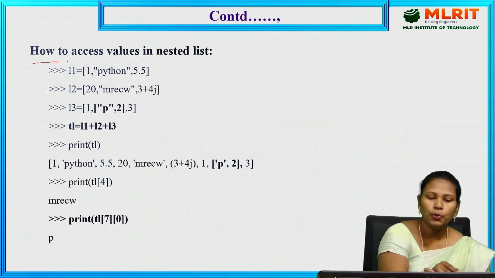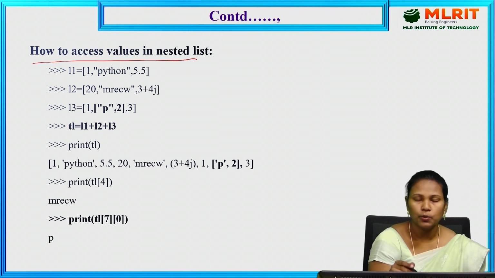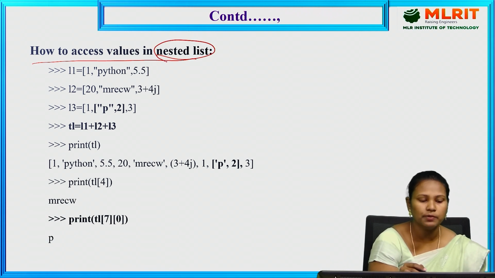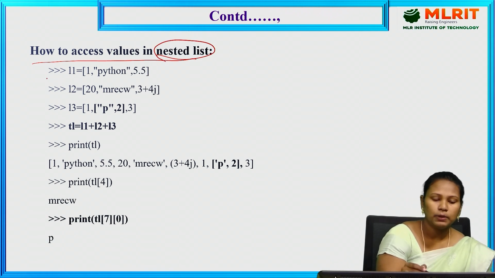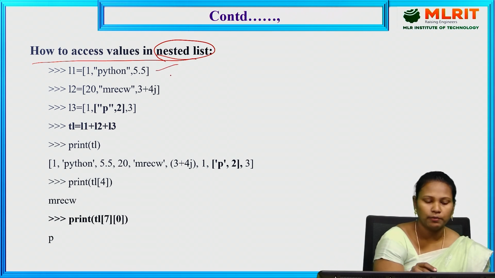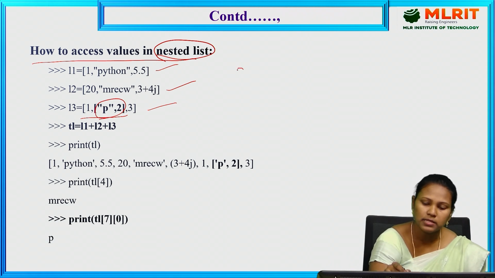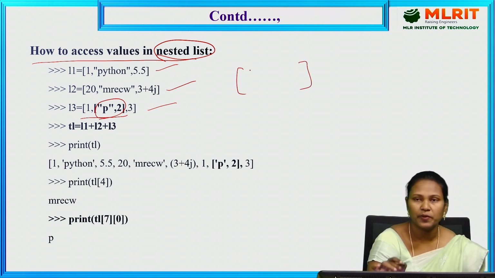Next, how to access values in a nested list. If a list contains another list inside it, we call it a nested list. How do we access those values? You will see here. L1 is equal to 1 comma Python comma 5.5. So 3 values are there. L2 is another list, and L3 is a nested list. The list contains another list, L1, 3 and P comma 2, which is another list. How do we identify it? It is specified in another square bracket.